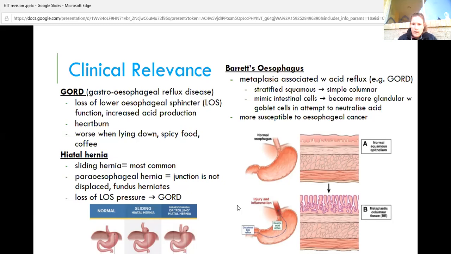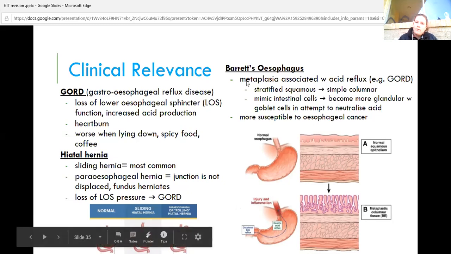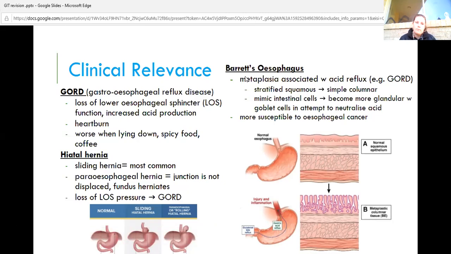And then with Barrett's esophagus, that's kind of the next step. As a consequence of acid reflux, which can be caused by GORD or hiatal hernia, the acidic contents cause the cell lining of the esophagus to change. So it changes from stratified squamous to simple columnar. So it becomes more like the intestines, with more glandular and goblet cells. And this does mean that the person is more susceptible to esophageal cancer.